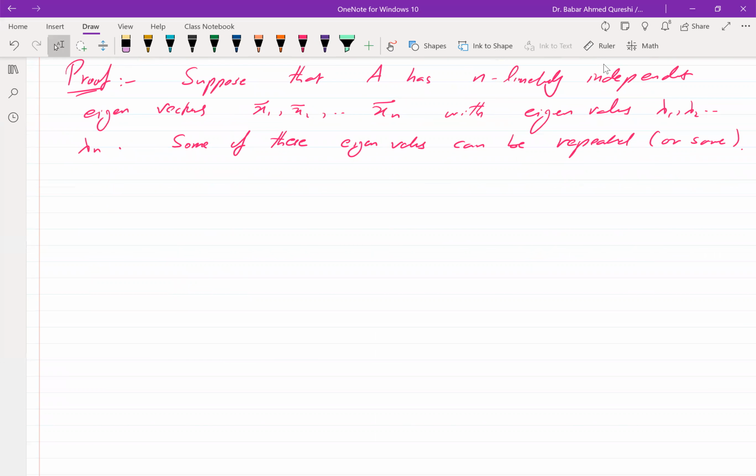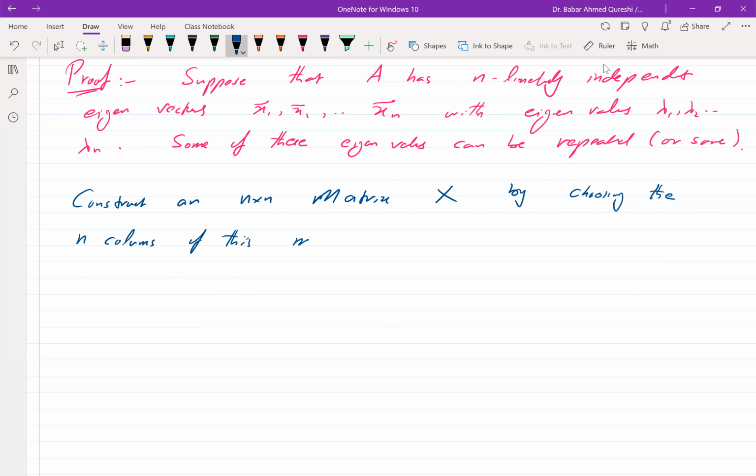So then construct an n by n matrix X by choosing the n columns of this matrix to be the n linearly independent eigenvectors of A. So you just construct it by hand, and what are you doing?